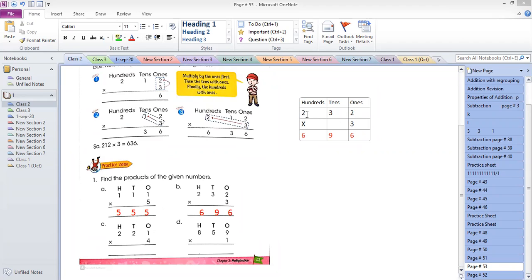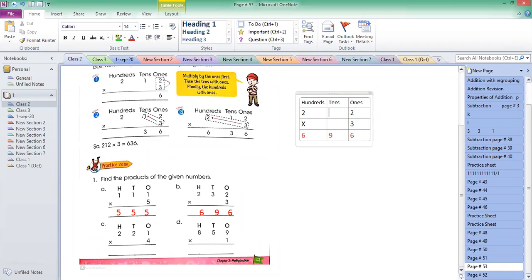For C, 221 multiplied by 4. On hundreds it is 2, on tens 2, on ones it is 1. And we have to multiply it by 4.